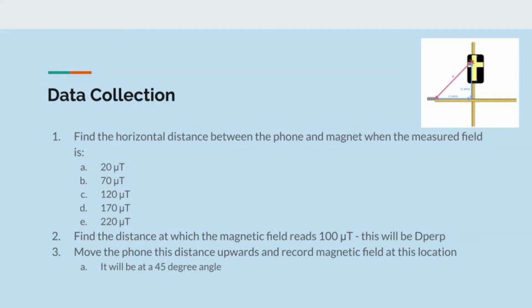The next part of the experiment required the phone to be at a 45-degree angle with the bar magnet. To find the horizontal and vertical distance for this measurement, the horizontal distance was recorded where the magnetic field read 100 microteslas. Then, the phone was moved upwards by the same distance to collect data at this location. Afterwards, I added the y component of the Earth's magnetic field to the y component of the measured magnetic field to correct for Earth's magnetic field.